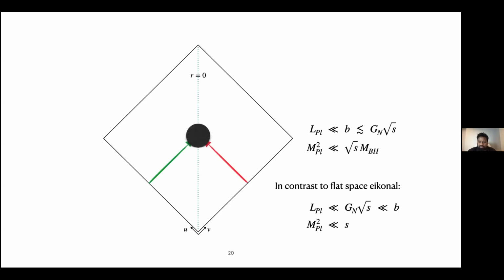So in contrast to the flat space eikonal, the phase space regime that I'm interested in now is where the impact parameters are much bigger than the Planck scale, but are of the order of the emergent Schwarzschild radius or less. Correspondingly, the energies that are relevant will now be such that energy times m_black hole is much bigger than the Planck mass squared. Whereas remember that in the flat space eikonal, energies had to be much bigger than the Planck mass.